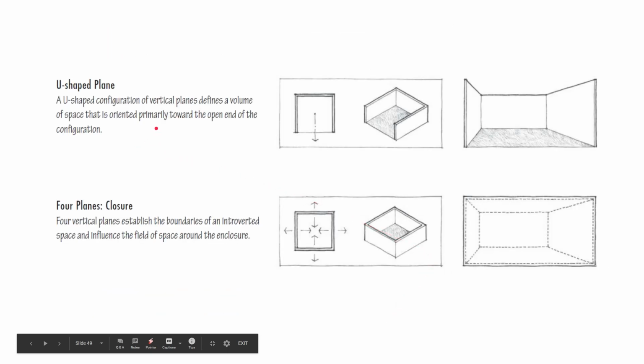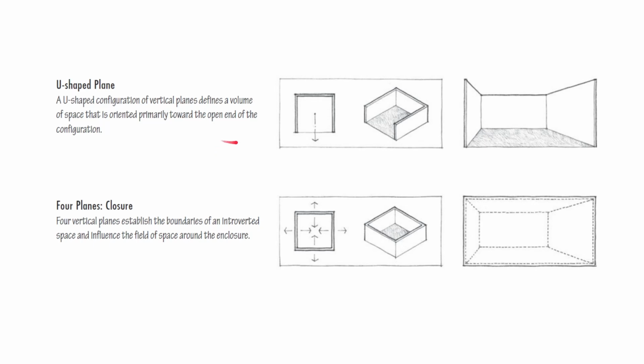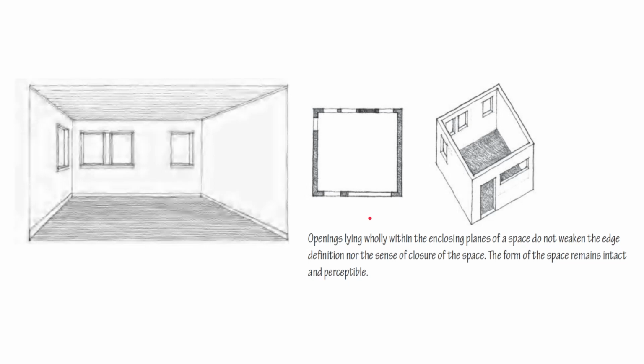Your U-shaped plane: a U-shaped configuration of vertical planes defines the volume of a space that is oriented primarily towards the open end of the configuration. So with an open end of the configuration, this is the enclosing space, and this would be the open end of the configuration. Four planes, or your closure: four vertical planes establish the boundaries of an introverted space and influence the field of space. So whenever you have four planes, basically it's enclosing the space within a box.